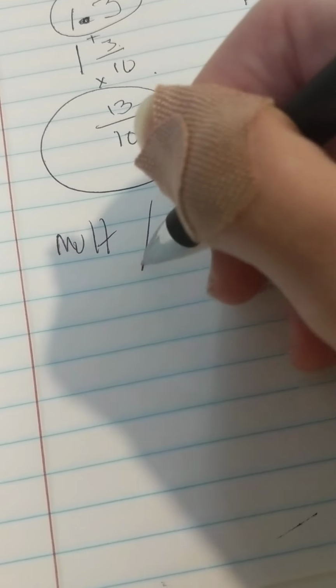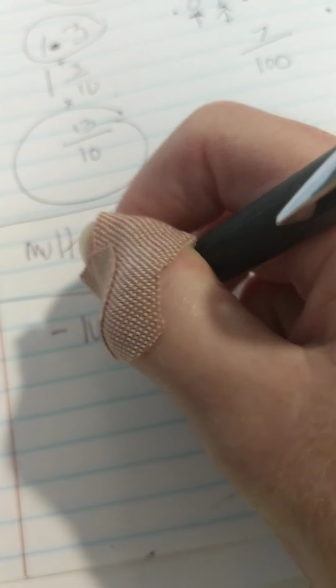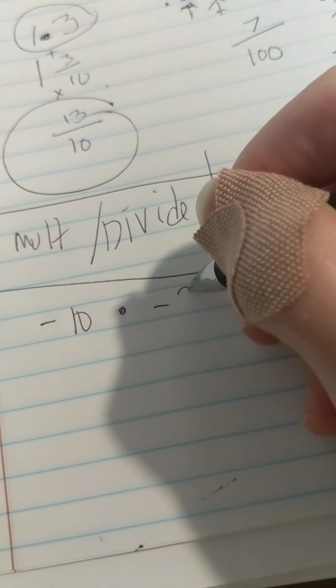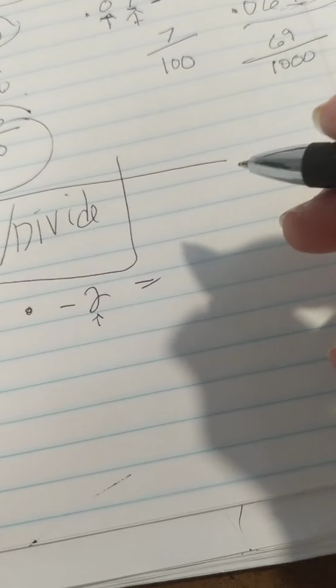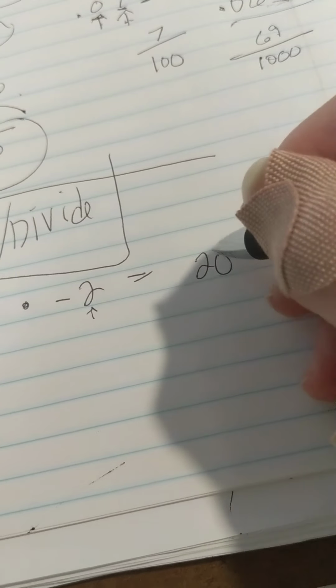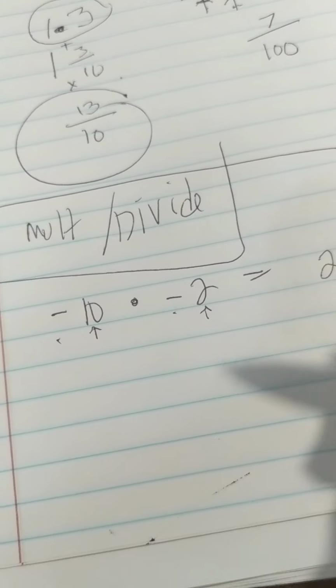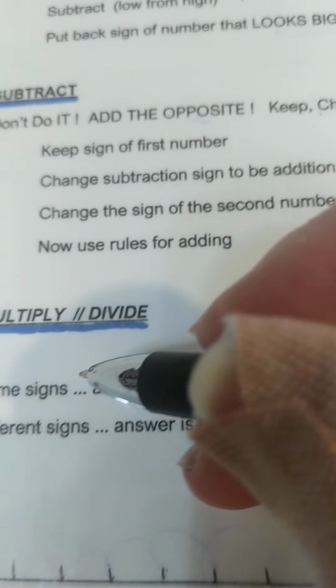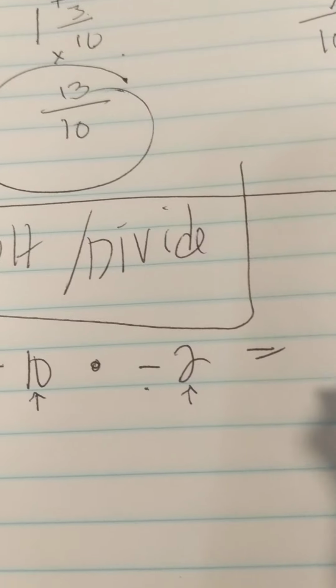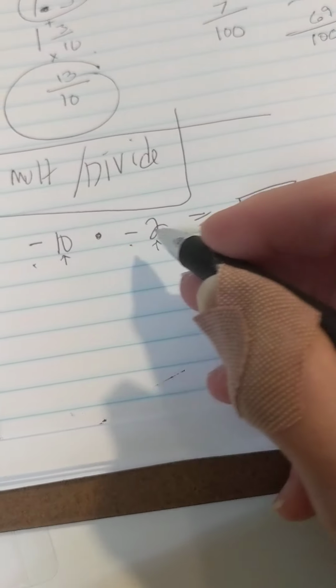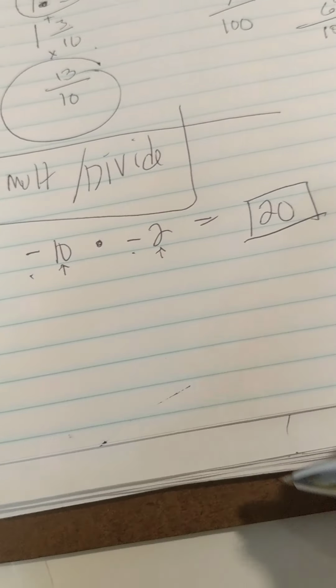So let's just do a couple examples. Multiply and divide negative numbers. -10 times -2. Well, you can do the numbers first if you like. 10 times 2 is 20. A negative times a negative, they are the same sign as each other, so your answer is positive. So your answer is 20. Negative times negative is positive.